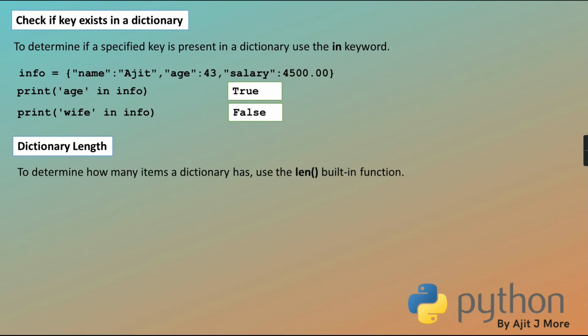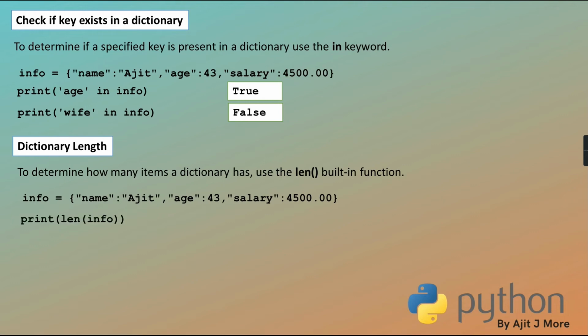So to determine how many items a dictionary has, use the len built-in function. Example, this is again my standard dictionary, and on this if I write len of info, that is length of info, it will return 3, because in this there are 3 elements or 3 key value pairs.